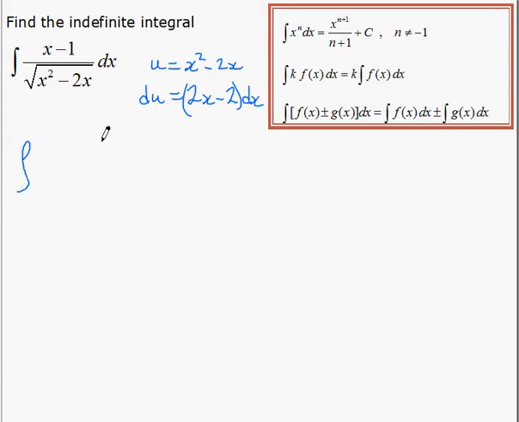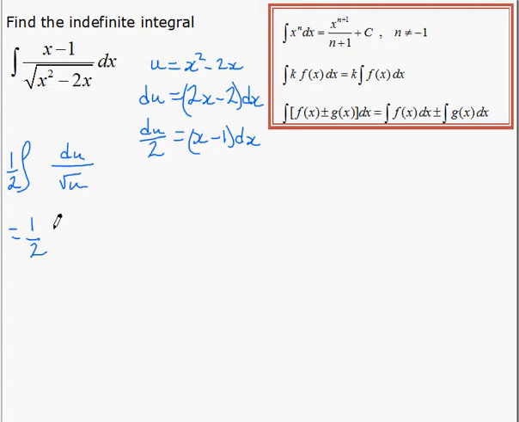Substituting then in for u, we need to remove the 2 to give us the numerator, and doing two steps at once here, we can take the half outside from du over 2, leaving du over root u. Now we can integrate with rule 1.